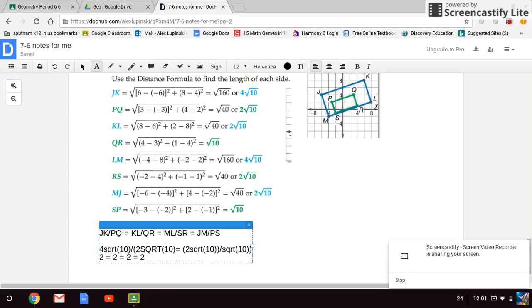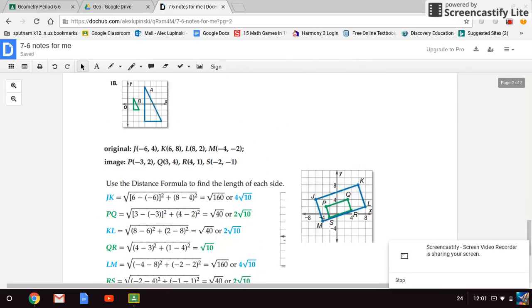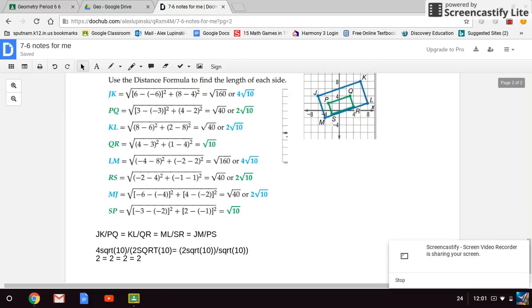So we used the distance formula. We found that all the scale factors are the same, which means that we have found that these are, in fact, similarity transformations, and we've proved it, and we've done everything we can for that.